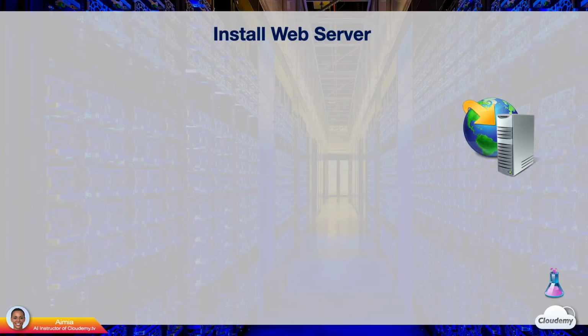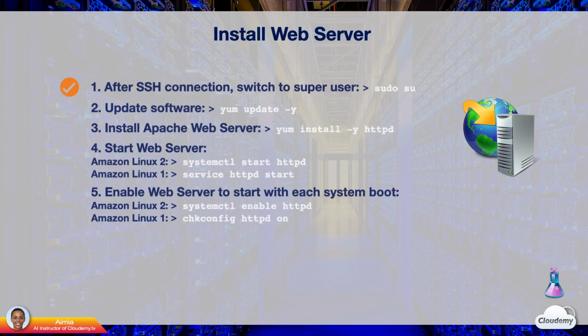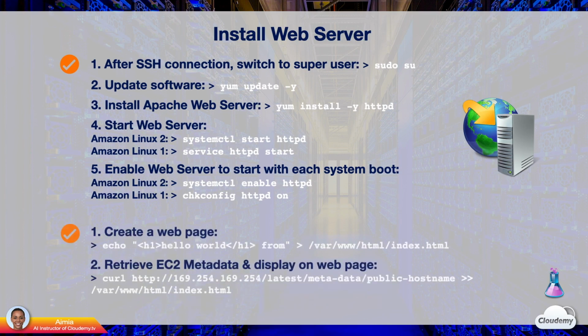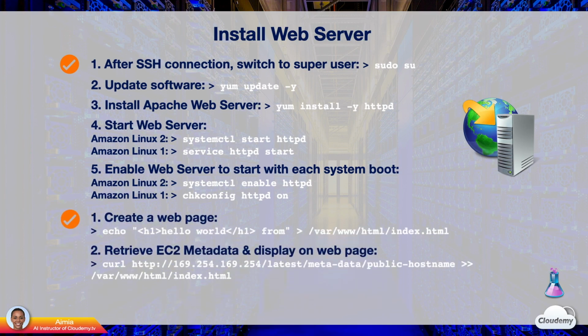Once we've connected to the EC2 instance, we're gonna install a web server and create a web page using the following commands. Please take a moment and look at these commands. Please note that some commands are different if you're running different versions of Amazon Linux. We've launched the EC2 instance from Amazon Linux 2 AMI. So we're gonna use commands for Amazon Linux 2.